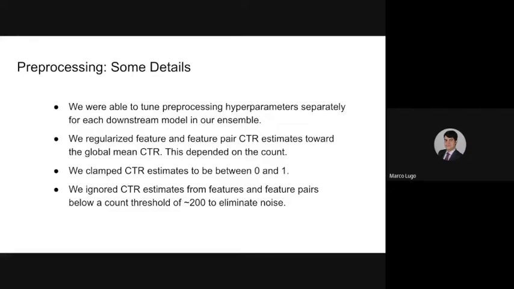And the estimated CTR was always bounded between 0 and 1 so that we would not have a negative CTR or maybe one above 100%. Now, estimated CTRs that were or would have been produced where counts were less than 200 or around 200, depending on the model, we ignored those in order to reduce the noise.